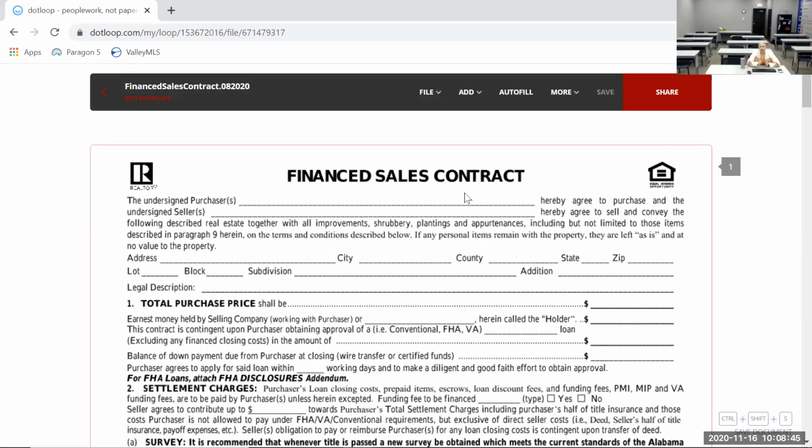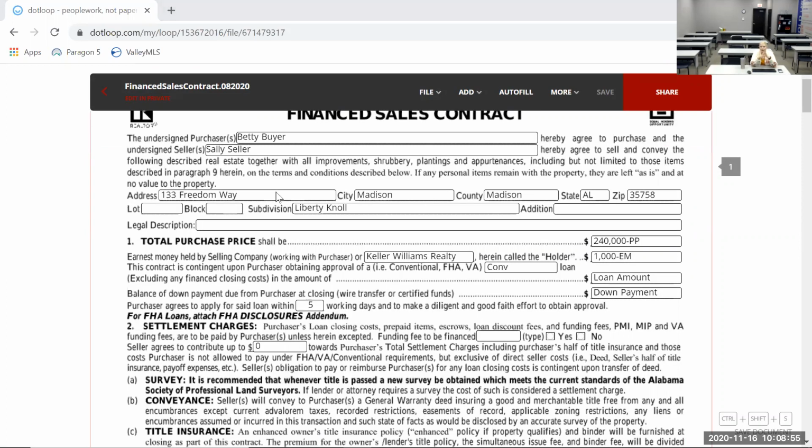All right, so we're going to start with the finance sales contract. The first line is the purchaser. That is pretty simple. You just take whomever is on their pre-approval letter and write their name down.